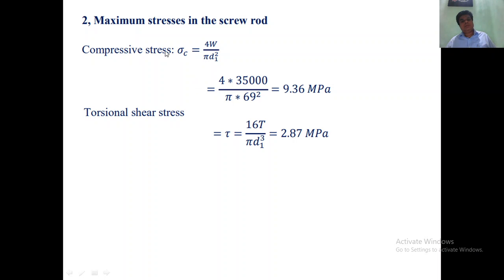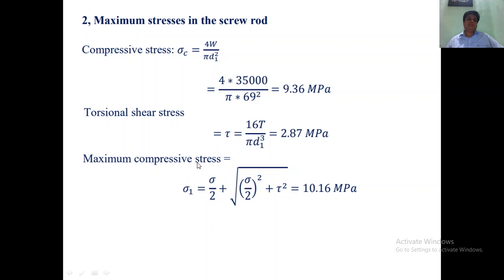So once the compressive stress is known, you can calculate the torsional shear stress. Using the torsion equation, T by J is equal to tau by R, or directly you can take this equation for the shear stress. Torque is known, you just found it, and again you take d1 here. Substitute that and you'll get the shear stress as 2.87 megapascal.